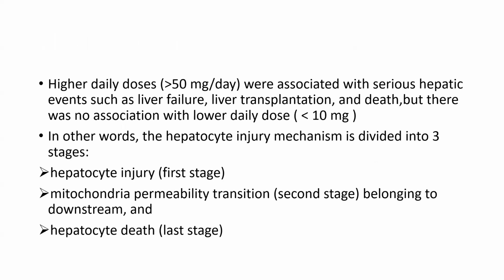High daily doses, that is more than 50 mg per day, are associated with serious hepatic events such as liver failure, liver transplantation, and death. But there was no association with lower daily doses, that is less than 10 mg. In other words, the hepatocyte injury mechanism is divided into three stages. That is hepatocyte injury, mitochondrial permeability transition belonging to downstream, and hepatocyte death.